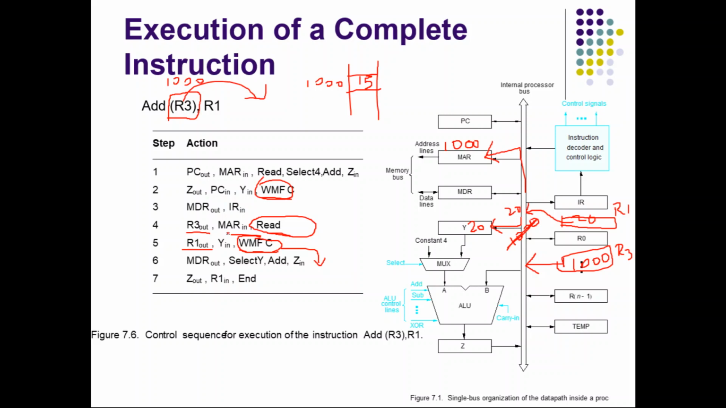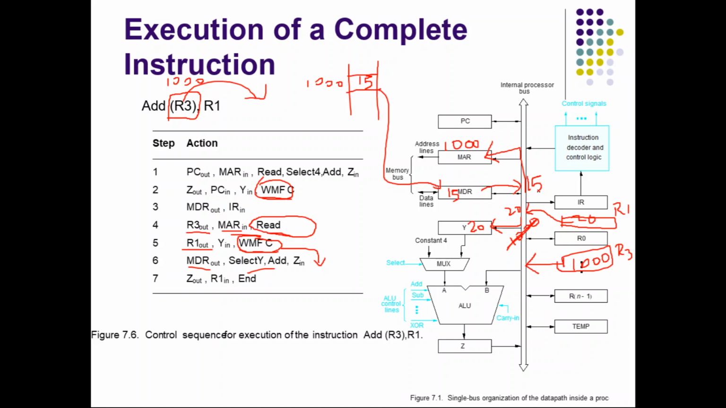if it is available, where will it be available? That 15 will come to MDR. So from MDR we have to move it somewhere else. This 15 will first come to MDR once the read is done. Then we say MDR out and select Y. MDR out means this 15 will come here.